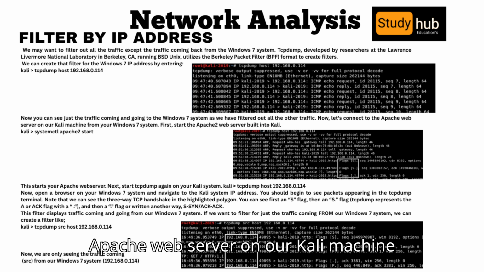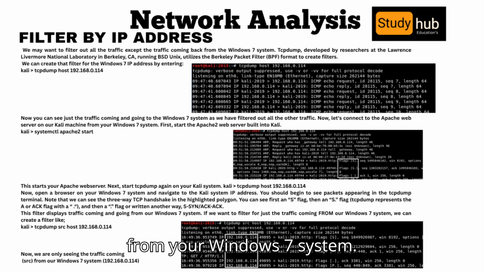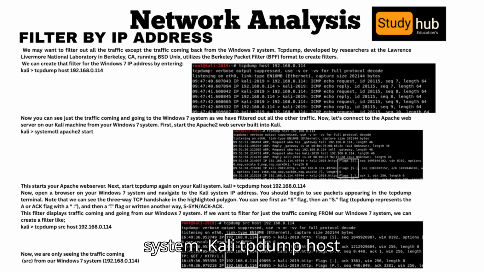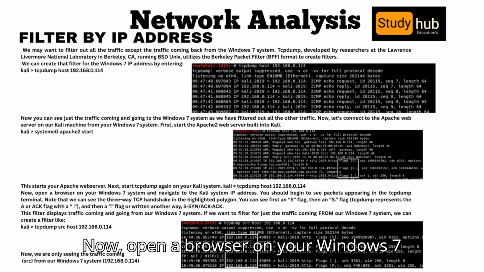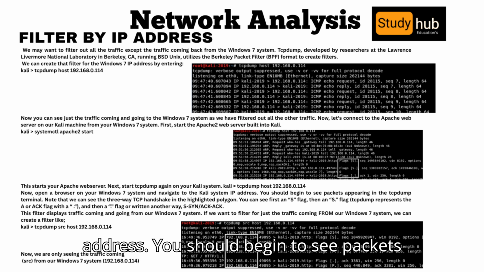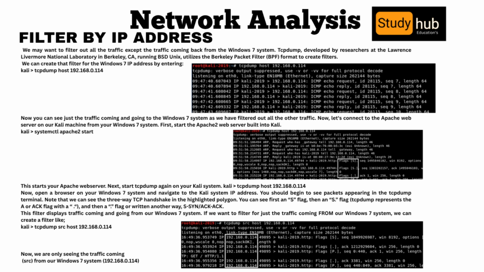Now, let's connect to the Apache web server on our Kali machine from your Windows 7 system. First, start the Apache 2 web server built into Kali. kali > service apache2 start. This starts your Apache web server. Next, start tcpdump again on your Kali system. kali > tcpdump host 192.168.0.114. Now, open a browser on your Windows 7 system and navigate to the Kali system IP address. You should begin to see packets appearing in the tcpdump terminal.